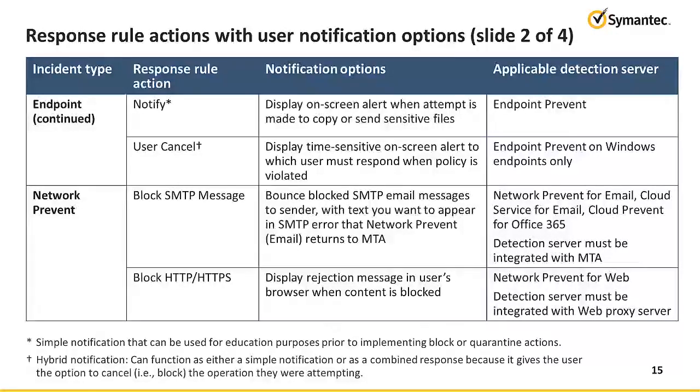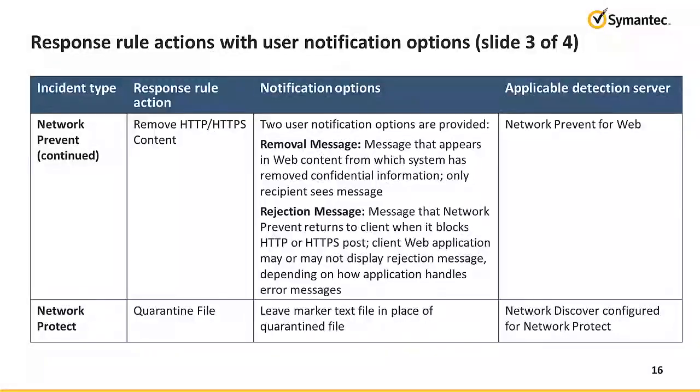Note that if the requesting client does not expect an HTML response, the rejection message may not be displayed in their client browser. For instance, a client expecting an XML response to a web post may only indicate a JavaScript error. Network prevent incidents also have the option of removing HTTP and HTTPS content. Two user notification options are provided. The removal message appears in web content from which the system has removed confidential information. Only the recipient will see this message.